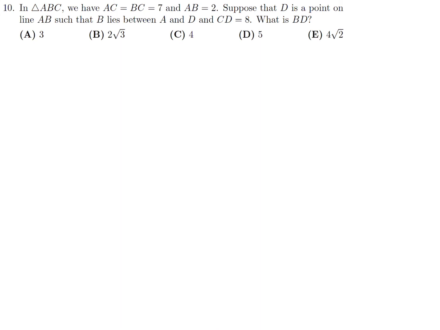In triangle ABC, we have AC equal to BC equal to 7 and AB is 2. Suppose that D is a midpoint on line AB such that B lies between A and D and CD is 8. What is BD?